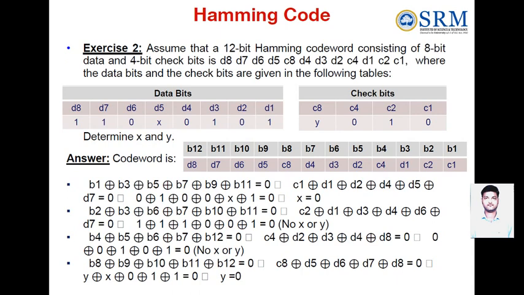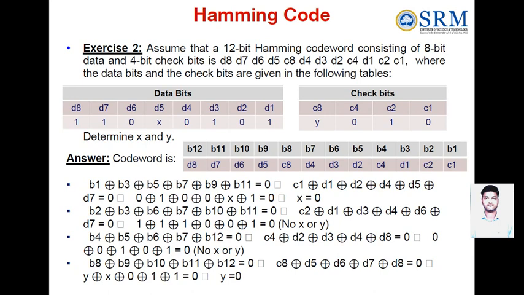Similarly, in exercise 2, one exercise can be given on the main board. These two tables are given for data bits and check bits. We need to determine x and y. What we will do? We have to draw that table first, and then we need to count the number of 1s and 0s, and we need to decide what the values of x and y will be. The main fundamental thing is we need to draw a table.